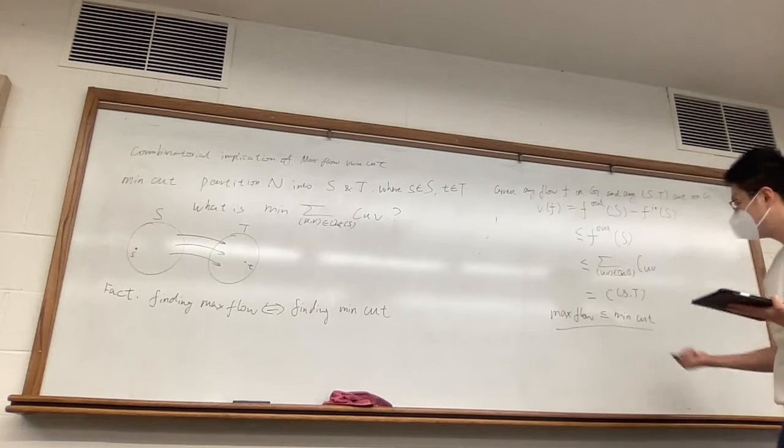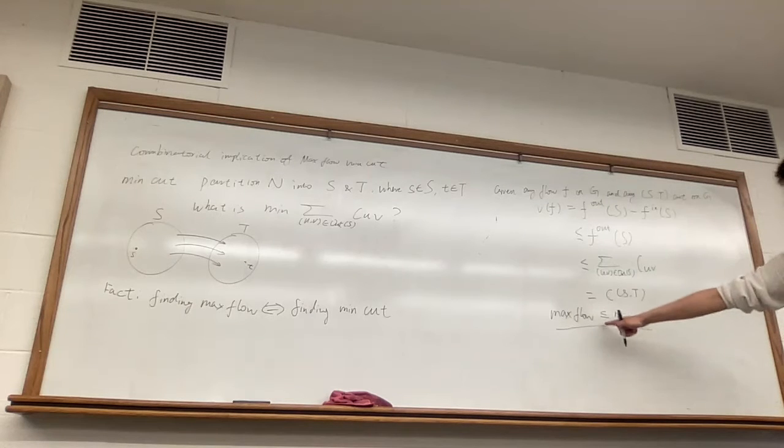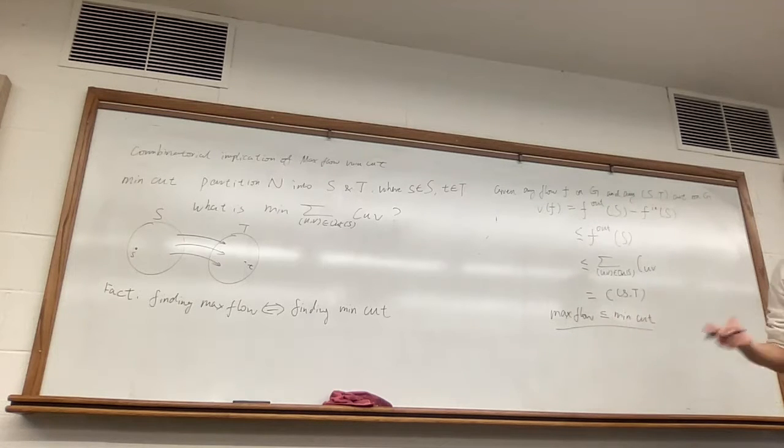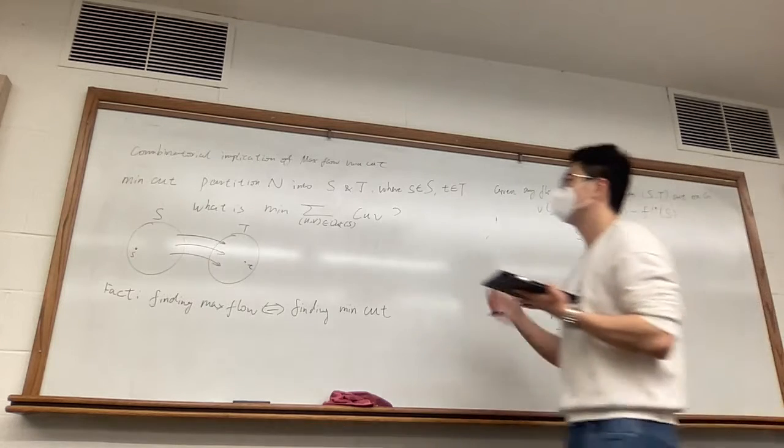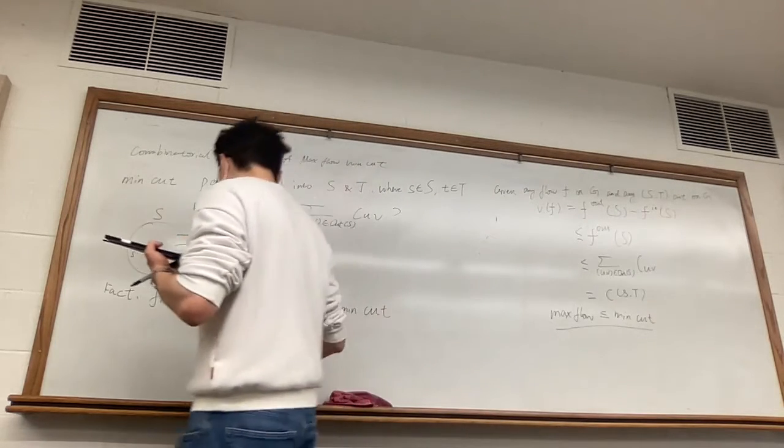Then, do you still remember how we can show that this is actually equal? Or in other words, how can you find this min cut? How can you find this min cut? Let me erase this. Okay, so today we're talking about combinatorial implication, max flow min cut.